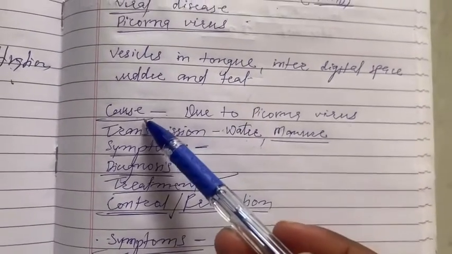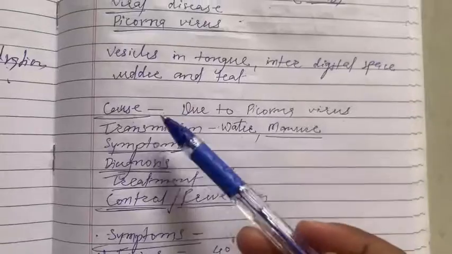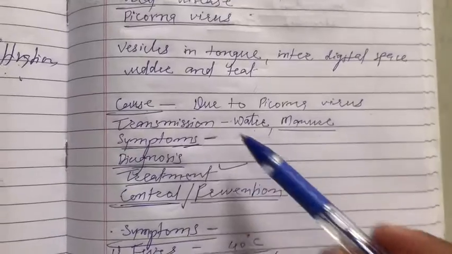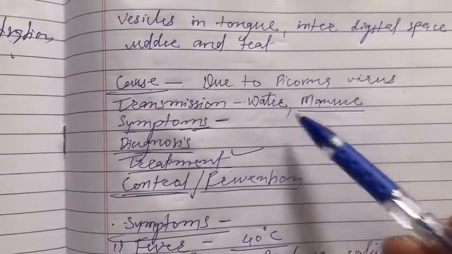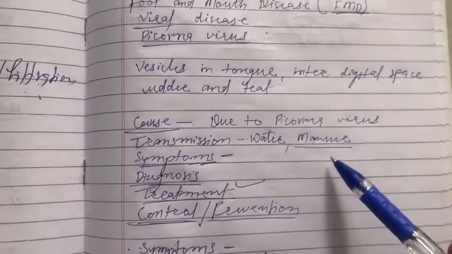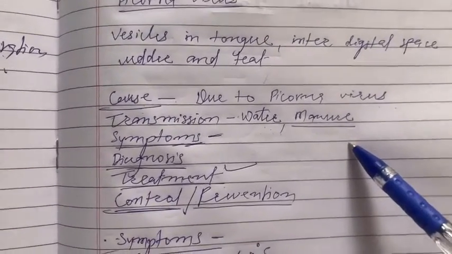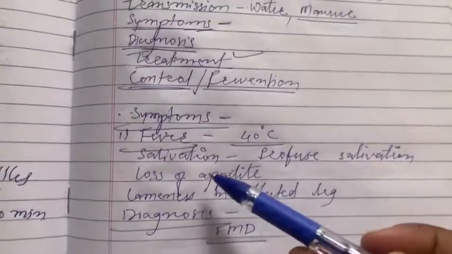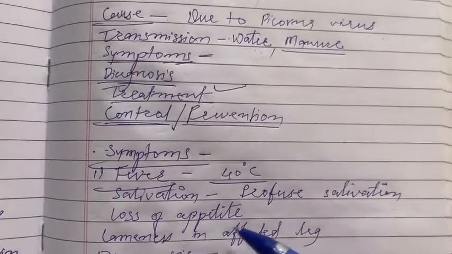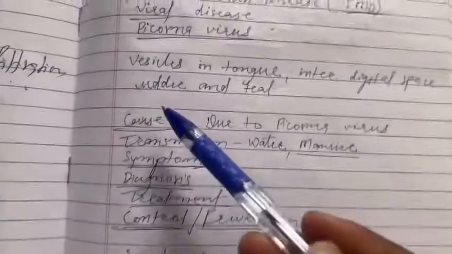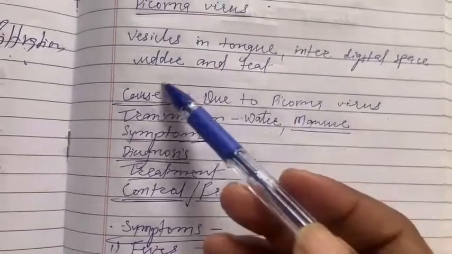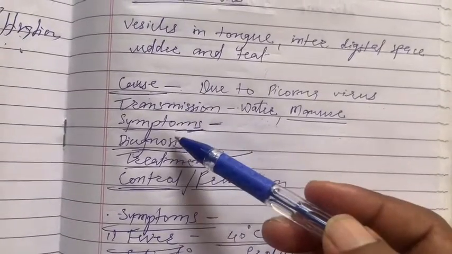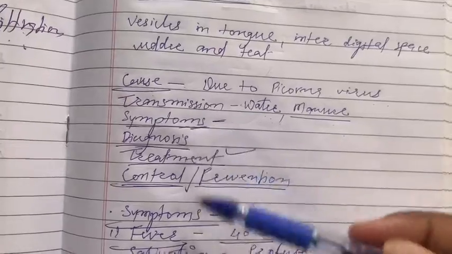We have seen the cause: this disease is caused by a virus, the picornavirus. It is transmitted through contaminated water or directly, as this is a very highly infectious disease, so we have to take care of it. Then the symptoms: fever, salivation, loss of appetite, lameness in the affected leg, and vesicles in the tongue, interdigital spaces, udder and teat. The diagnosis depends totally on the above symptoms.